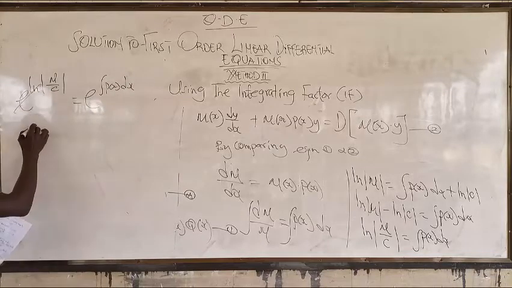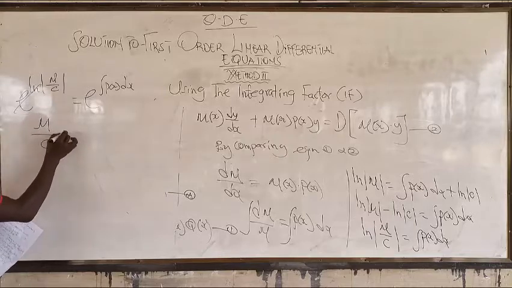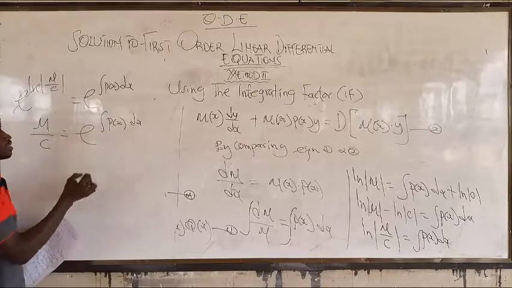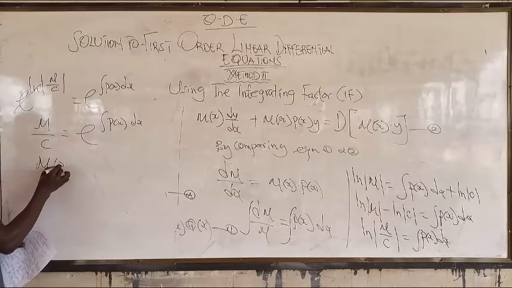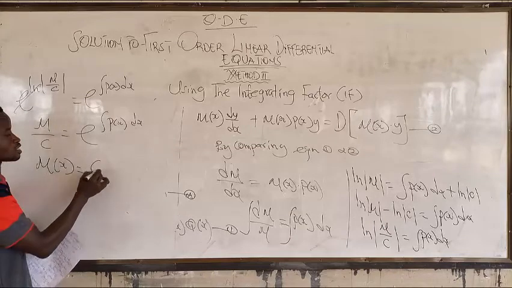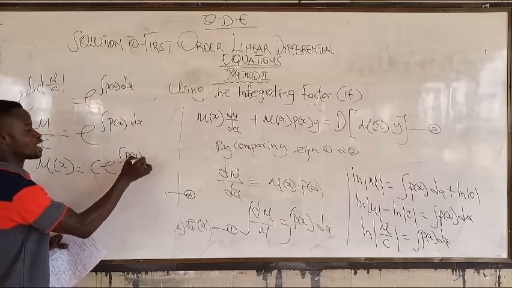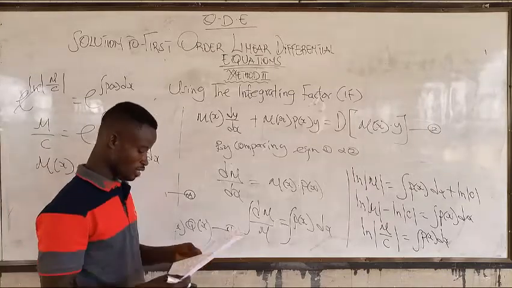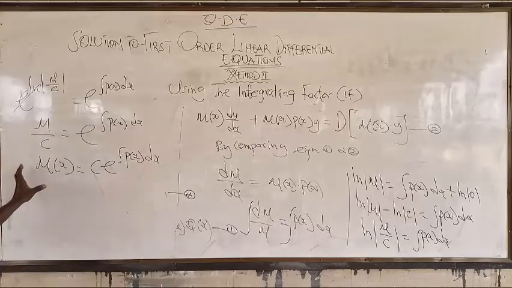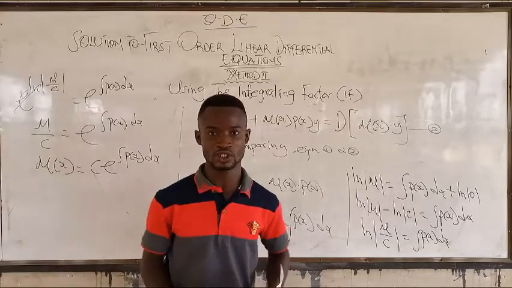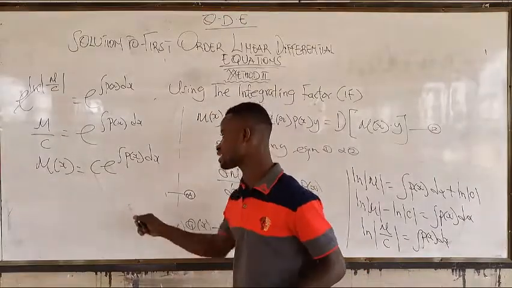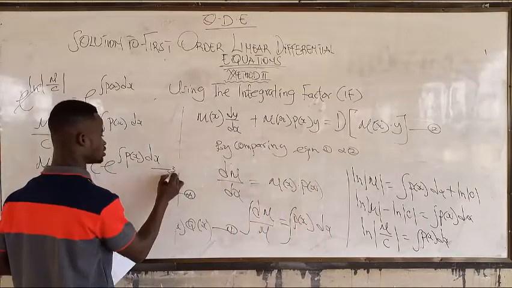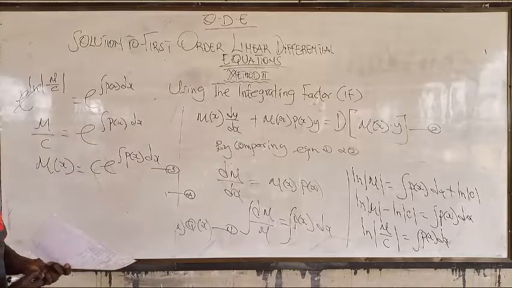and therefore this cancels this, so we get ln mu over c to be equal to integral of p of s ds. Therefore, we can get our mu in terms of s to be equal to c multiplying e raised to the power integral of p of s ds. Very good. Therefore, this is our integrating factor. We are going to name that equation 3.